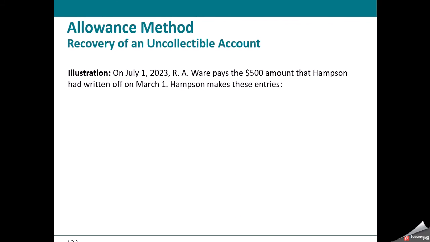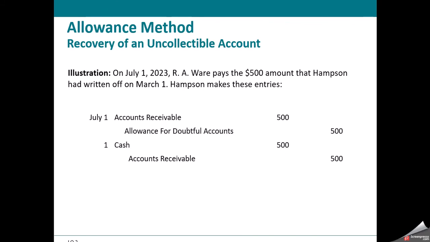Okay, now it says, what if the guy actually ends up paying? So we wrote it off thinking he's bad debt, but now he really comes through and he pays us that $500. So then now we need to put it back into the accounts receivable and then credit the allowance for doubtful accounts. Then we can record the cash and reduce the accounts receivable.